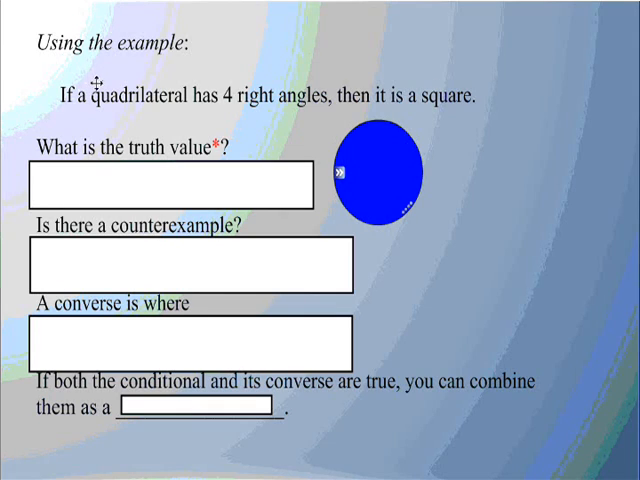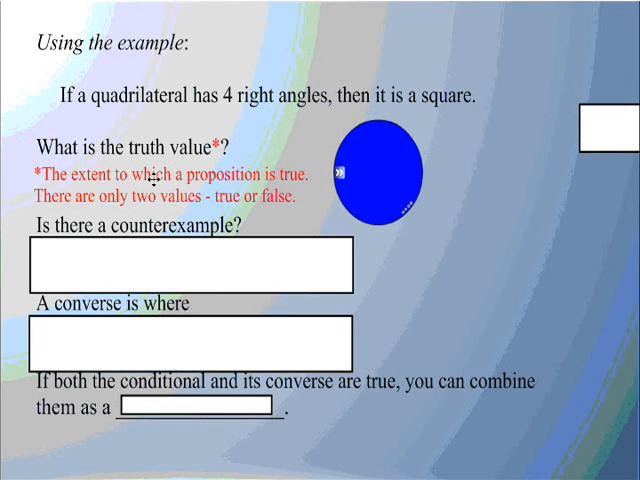All right, so here's an example of a conditional statement. If a quadrilateral has 4 right angles, then it is a square. And remember I said we talk about whether something is true or not. Well, we call that truth value. Truth value is the extent to which a proposition is true, and there are only 2 values, true or false. That's what I like about math. There's no maybe, there's no gray area. True or false. In this case, if a quadrilateral has 4 right angles, then it is a square. Is that true or false? All right, it is false.